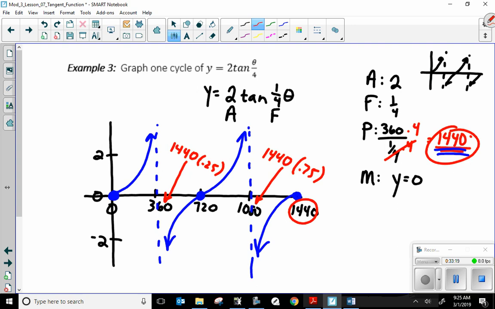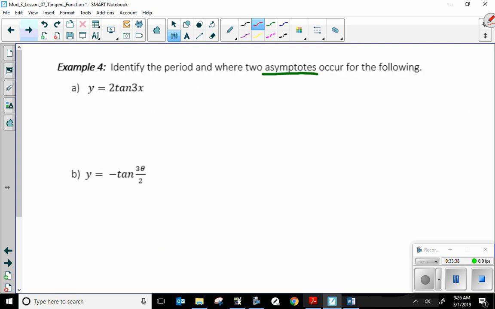Okay, now if I was graphing this, I wouldn't do that. I would just put them exactly in between. But if I'm not graphing it, and I don't want to figure out what the period is, I can just multiply it by 0.25 to find my first asymptote, and 0.75 to find my second one. And that's exactly what we're going to do for this example right here.